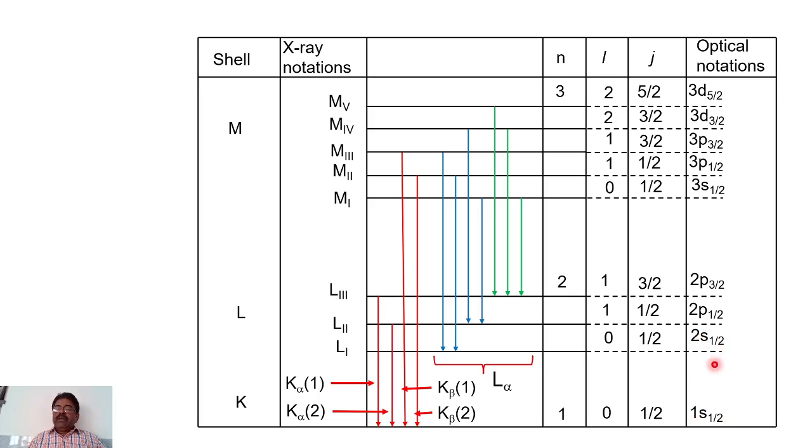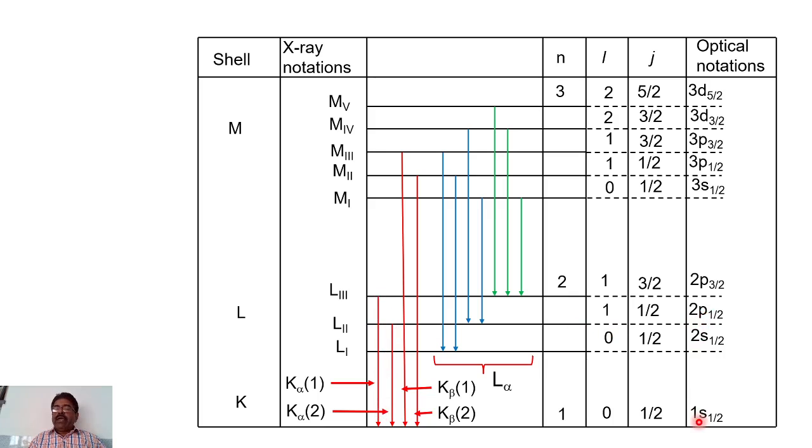And for J, delta J should be equal to 0 or plus or minus 1. So that condition is satisfied, but here the delta L selection rule is not satisfied. So the transition from L first to K shell is not allowed. Only these two transitions from L second and L third are following the selection rule.